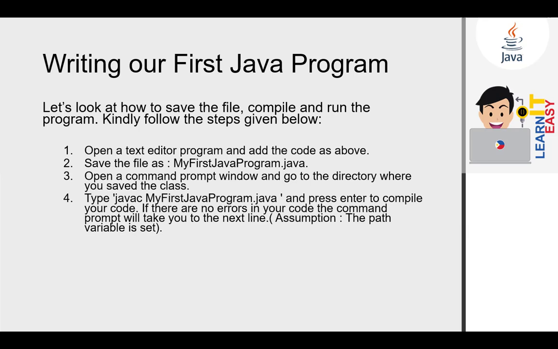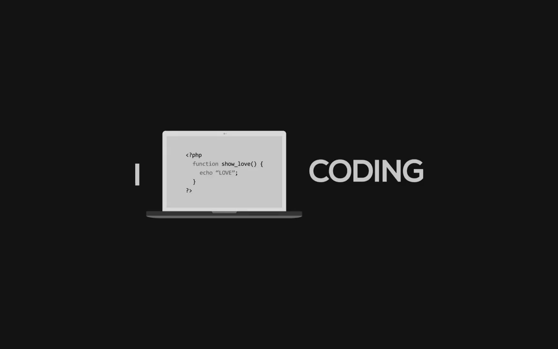If there are no errors in our code, the command will prompt and will take us to the next line. So to run the program, we will type Java and then the name of the class without the file extension, and after that, we should be able to see the hello world output on the screen, thanks to the Java virtual machine translating the bytecode into the instruction that the computer can understand. So without further ado, let's start the demonstration.